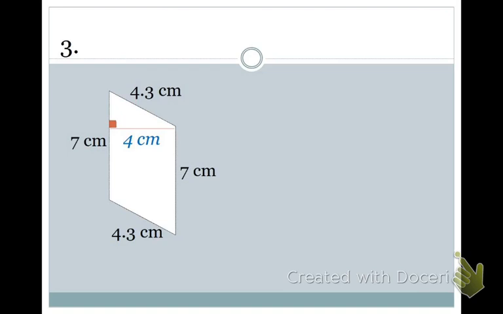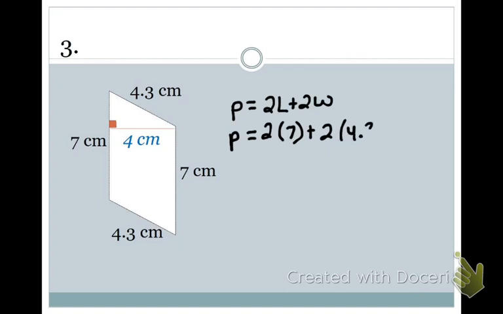So let's start off with our perimeter because it's the same instructions. We're finding the perimeter and the area of the parallelogram. Let's start with the perimeter. It equals 2 times the length plus 2 times the width. What's my length, guys? Okay, 7. 2 times 7, plus the width. What's the width? How wide was that parallelogram? 4.3. All right, go ahead and plug these into your calculator.